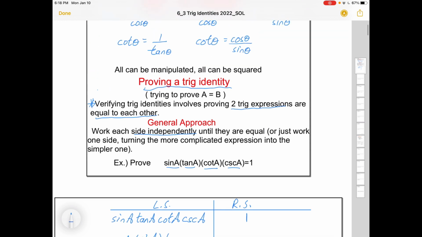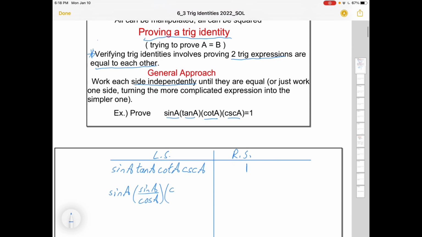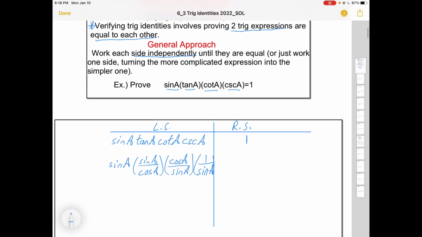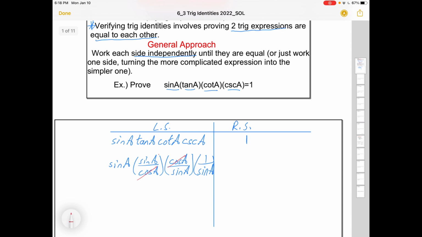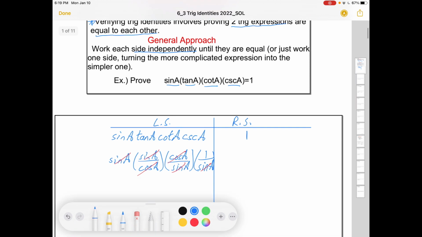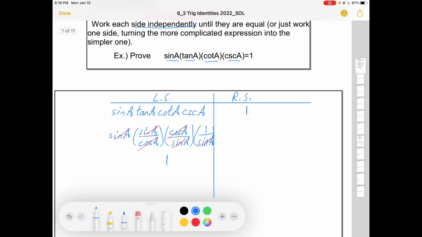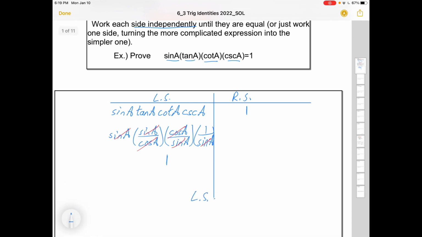Cotangent is cosine over sine. And cosecant is 1 over sine A. And if I look at all that stuff and start to cross things out, let's see what happens. Cosine, that divides out. Sine over sine, that divides out. This sine over this sine. Oh my gosh, we are left with just 1. And when we find that, we can say that the left side equals the right side. So we have proven what was given to us at the start.